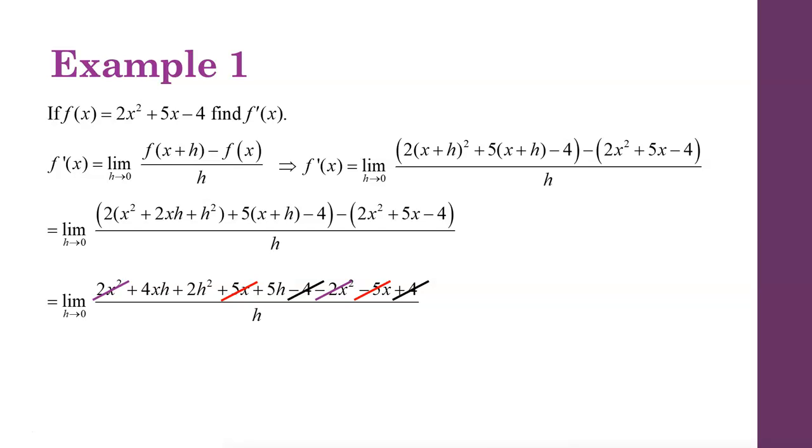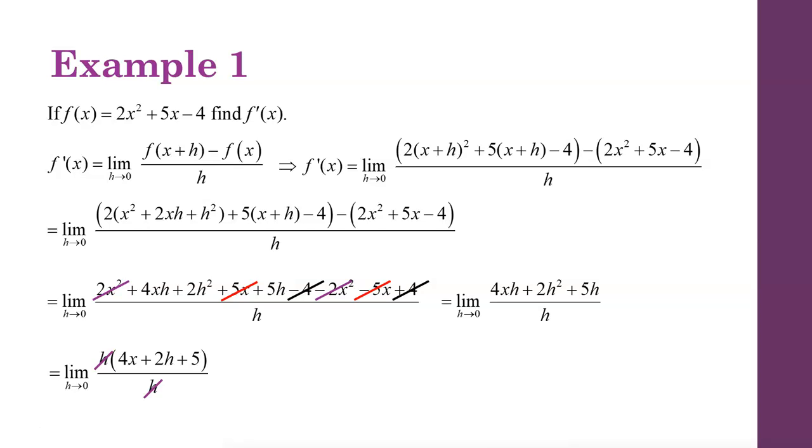They all have an h in common. We're going to factor that h out. And then that lets me cancel the h on the top with the h on the bottom. h becomes very, very close to 0, but it's not 0 itself. So I'm allowed to cancel, right?